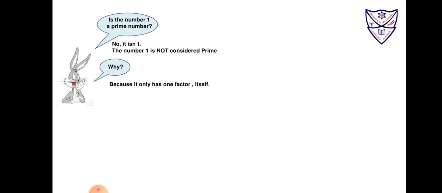Now let us understand the Sieve of Eratosthenes method to find the prime numbers from 1 to 100. Is the number 1 a prime number, students? No, it isn't. The number 1 is not considered a prime number. Why is it not considered a prime number? Because it has only one factor, that is itself.